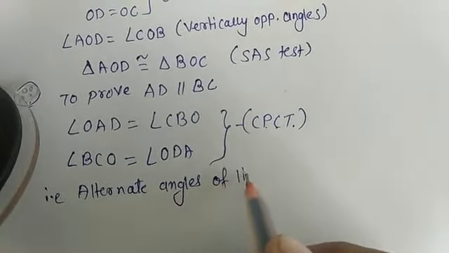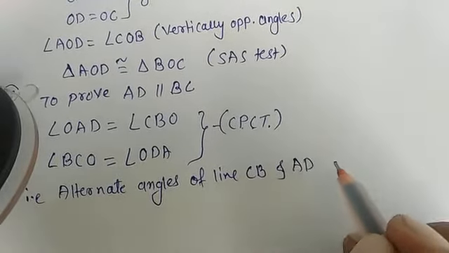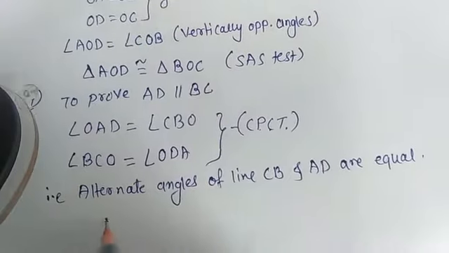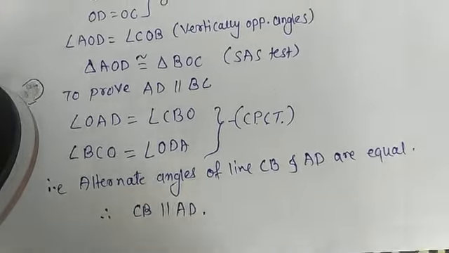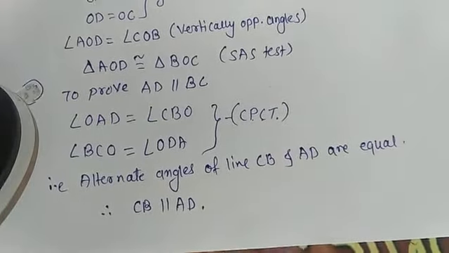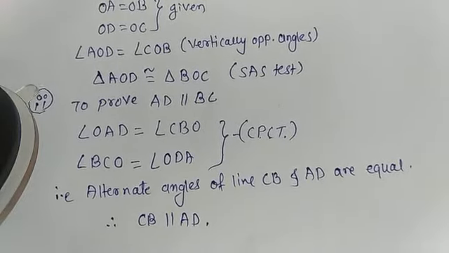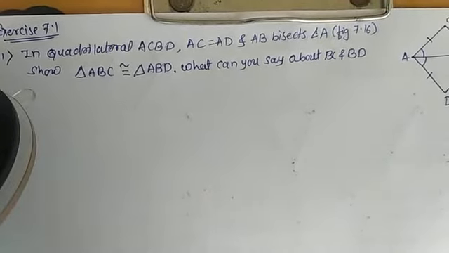Therefore, the alternate angles of the lines CB and AD are equal. Therefore, you can say that CB is parallel to AD, or AD is parallel to CB, which is our required solution. Okay. Now we see an example related to SAS test.